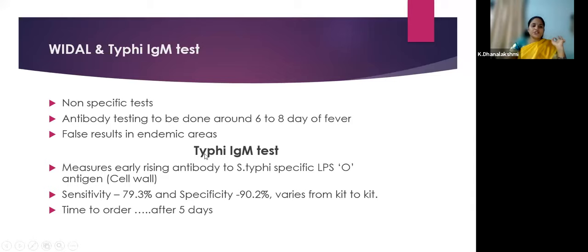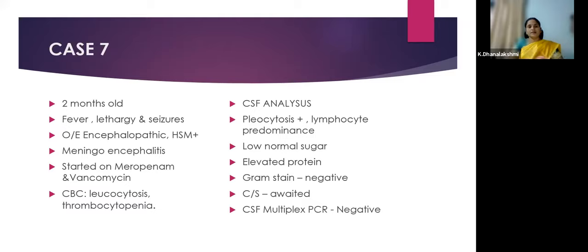What about typhoid IgM? Again, it measures the antibody to the lipopolysaccharide O antigen that is in the cell wall. There are so many kits available, and the individual kits vary in sensitivity and specificity. It varies from 80 to 90%, and it varies from kit to kit. As we already discussed, any antibody test should be done after 5 days, knowing the limitation of the test. If you have the capacity to do blood culture, then that is the gold standard to confirm the diagnosis of typhoid.